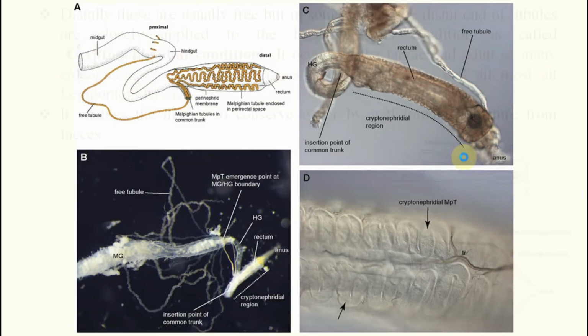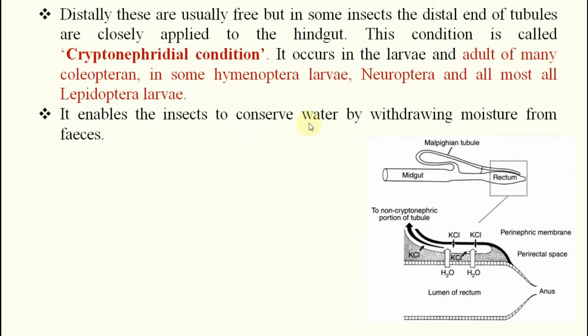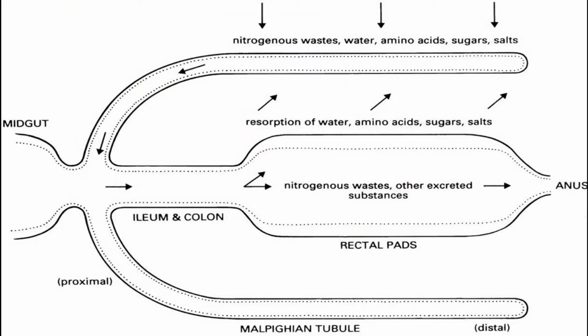What is the meaning of that last sentence? You see what is happening. Sir, reabsorption. Reabsorption, that means what is happening? Suppose the normal excretory system: in the midgut the food will be digested, and waste product will be sent back to the hindgut. It will go to the ileum, then colon, then rectum. In the rectum, rectal pads will be there. Again they will reabsorb, then the excreta will be excreted through the anus.